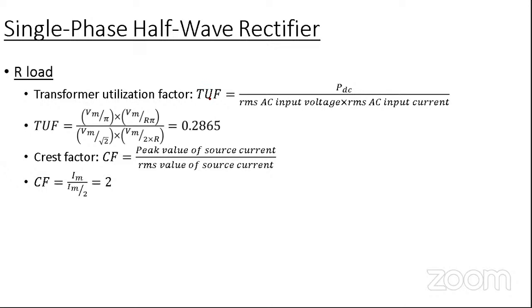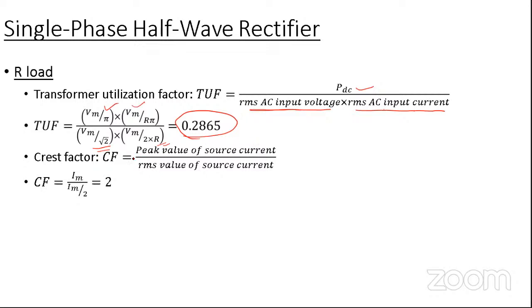So transformer utilization factor is basically the ratio of PDC divided by the RMS AC input voltage into the RMS AC input current. PDC is very simple, Vm by pi into Vm by R pi, and RMS AC input voltage is basically Vm by root 2, and RMS AC input current is Vm by 2R. So the transformer utilization factor is only 0.2865 or 28.65%. So rectification efficiency and transformer utilization factor are very poor in the half-wave rectification scheme.